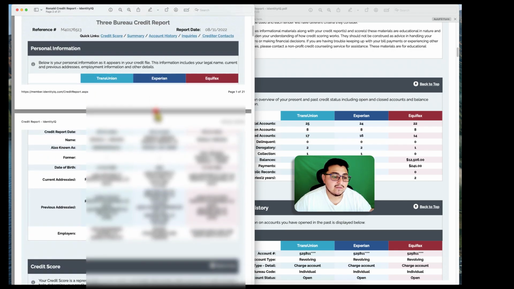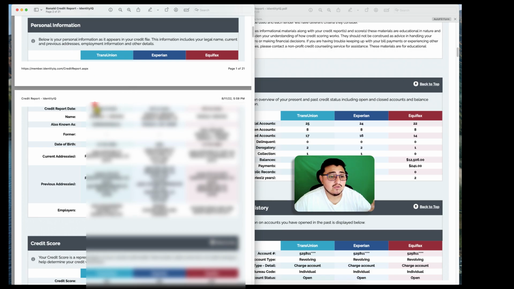It's going to show you your personal information. So it's going to show you your name, your date of birth, different variations of how you use your name. Again, if you watched the beginning of the video, which obviously you did, you'll know I already gave an example of that. It's going to show you current and past addresses.